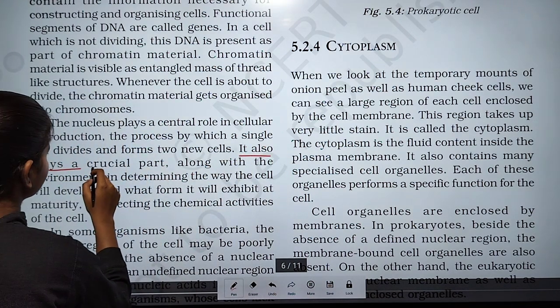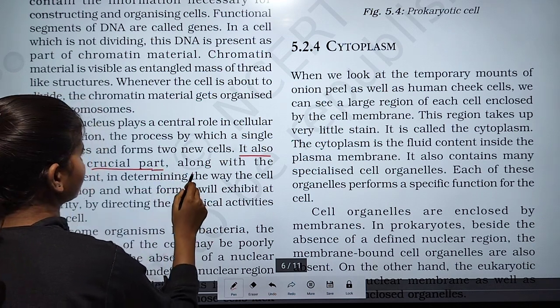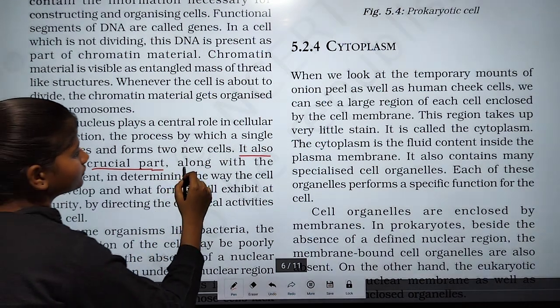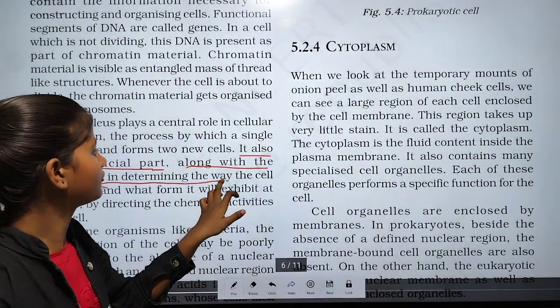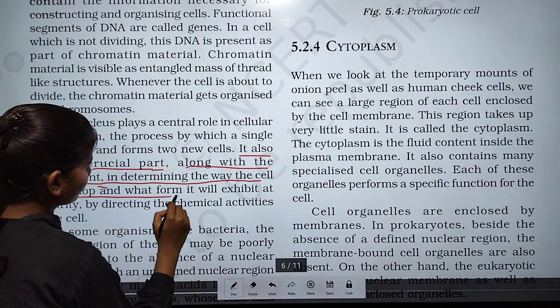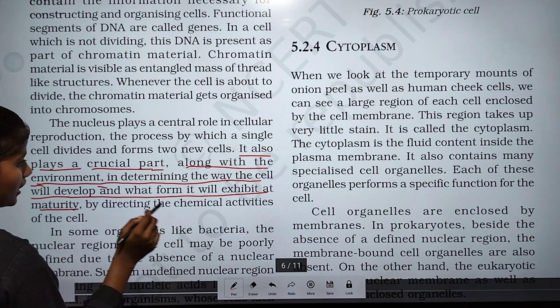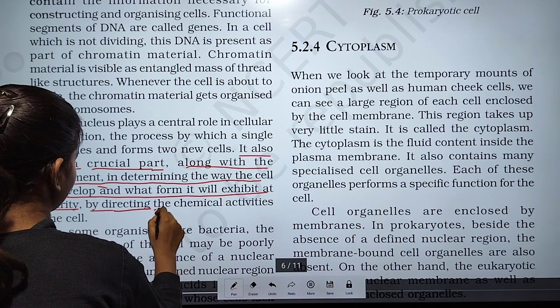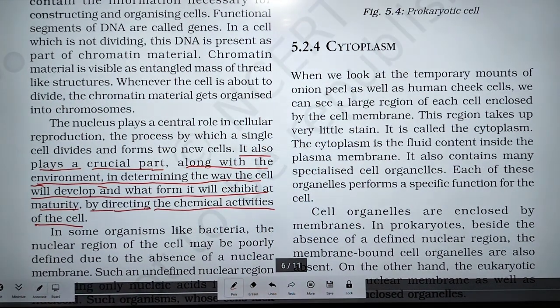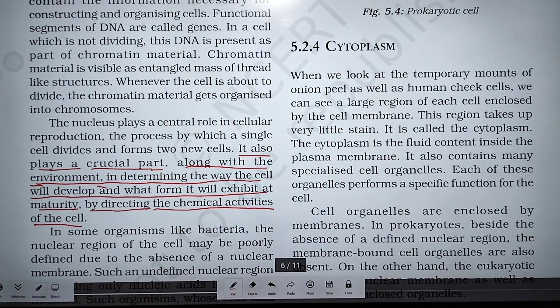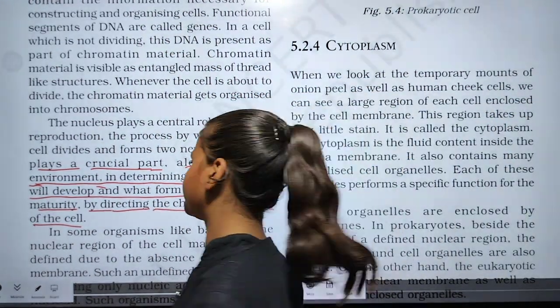It also plays a critical part, along with the environment, in determining the way the cell will develop and what form it will exhibit at maturity, by directing the chemical activities of the cell. It shows the maturity of the cell.